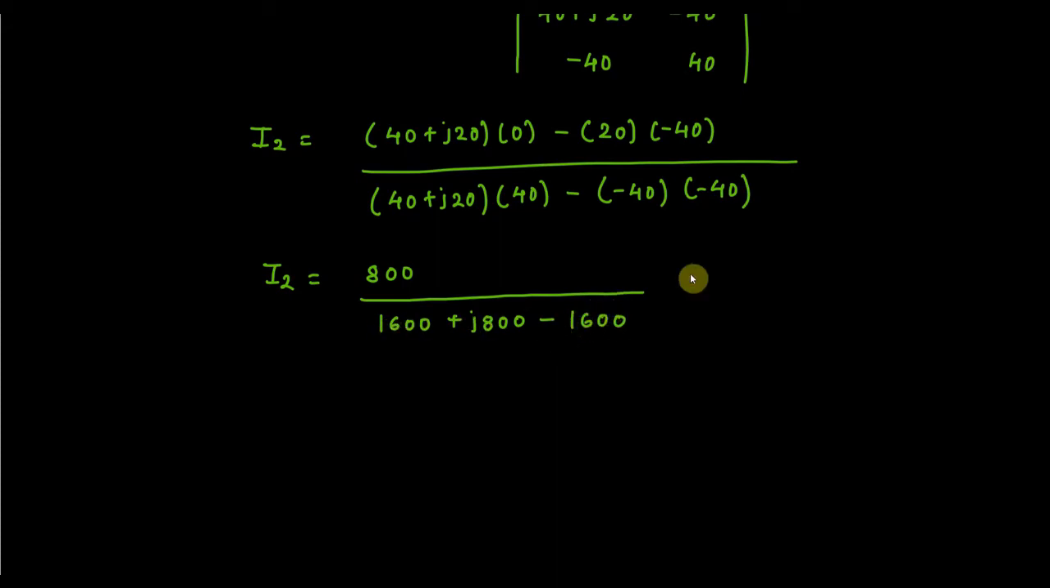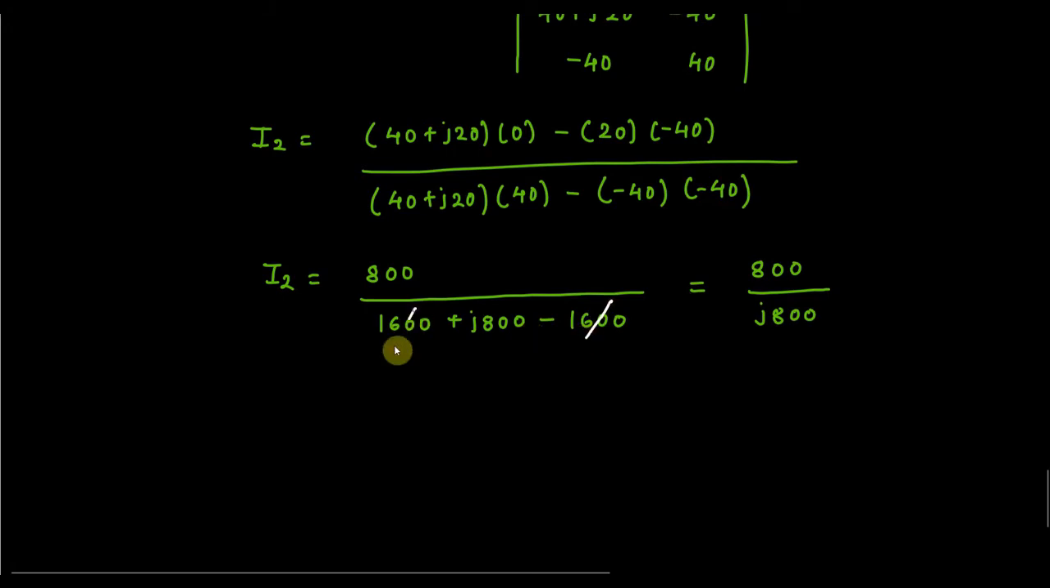So this 1600 and 1600 will get cancelled. So what is the value of here? 800 divided by j800. Fine. As you can see, these two values will get cancelled. Fine. So now if I get this, your I2 comes out to be 800 by this 800. So you solve this in your calculator, you will get your answer as minus j1.